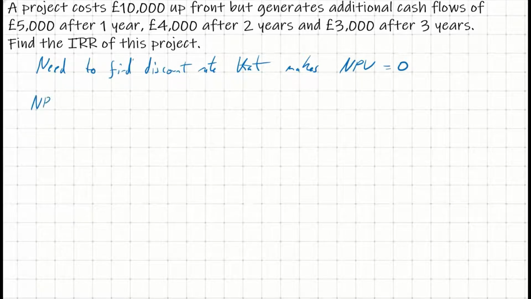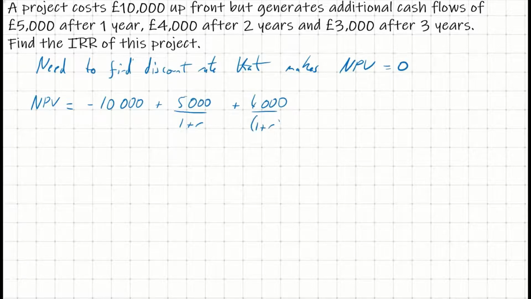Well, the NPV, it's the negative of the initial cost, so it's minus 10,000, and it's plus our 1 year cash flow, that's 5,000, divided by 1 plus R, where R is our discount rate, and it's plus 4,000 divided by 1 plus R squared, which is the present value of our cash flow in year 2, and it's plus 3,000 divided by 1 plus R cubed, the present value of the cash flow in year 3.